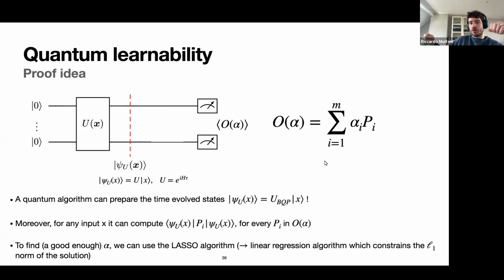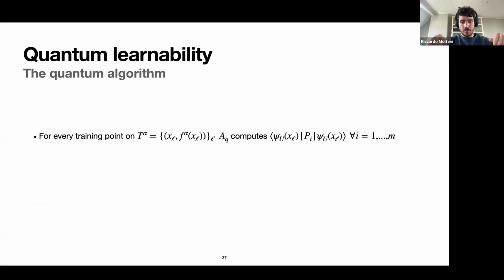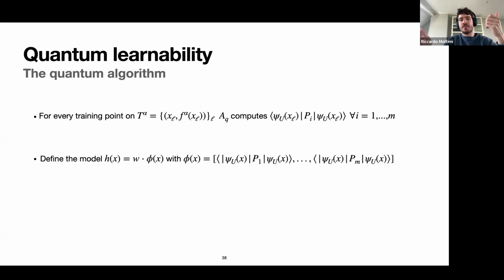In particular, we will use the lasso algorithm, which is a linear regression algorithm where we constrain the L1 norm of the solution given by this algorithm. To give you more detail, it's very simple. You are given training data, which are x and the expectation value of the unknown concept. For each training data, the quantum algorithm computes the time evolved state, which it can do in BQP, and takes the expectation value of each Pauli string. So basically it defines a kind of feature map where you associate each x to this vector phi of x of expectation values on the time evolved state for every Pauli string. And then it defines this linear model W times phi of x.